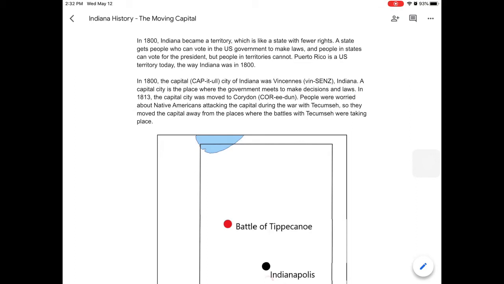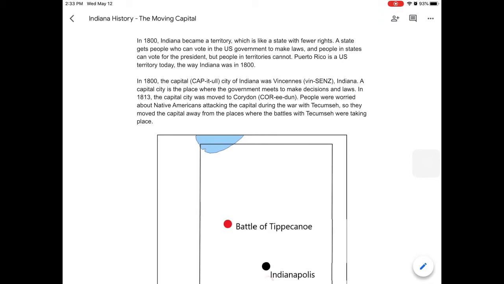Ooh, okay. The first sentence of paragraph 2 says Vincennes. That's a city name. It's capitalized. Vincennes, Indiana. Let's read the sentence and see if that's a capital of a state. In 1800, the capital city of Indiana was Vincennes, Indiana.